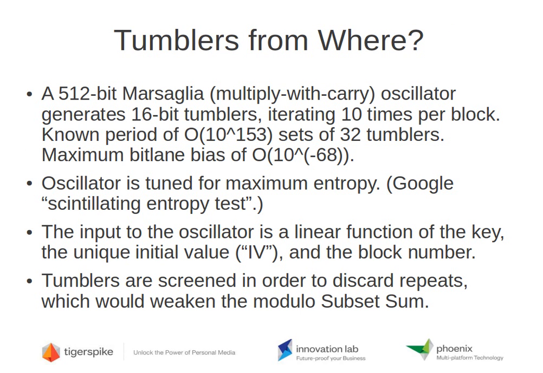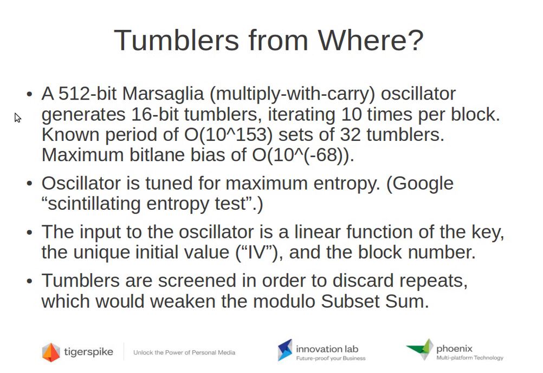So where do you get the tumblers to select the rings of k? We have a 512-bit Marsaglia oscillator, that is a multiply with carry oscillator. You can Wikipedia for that. It generates up to 32 16-bit tumblers at a time. The way it does this is we start out down here with the key, the initial value, which is a used once value, and the block number. They're iterated 10 times through this Marsaglia oscillator, and the result is 32 16-bit tumblers.